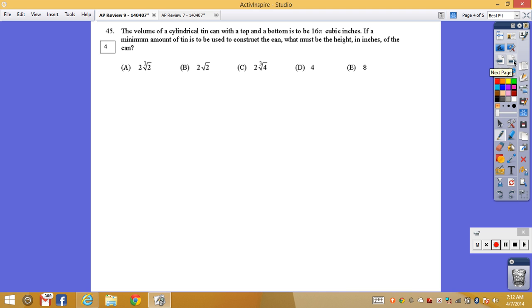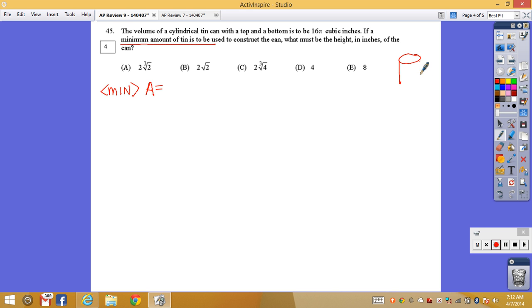Alright, so here's an example of an optimization question I do want to go through. The volume of a cylindrical can with a top and a bottom is 16 pi cubic inches if a minimum amount of tin can be used. So if I'm trying to make the tin can, then I'm trying to minimize the surface area, we'll just call it area.